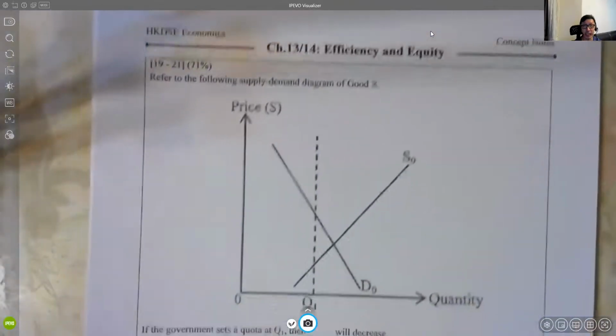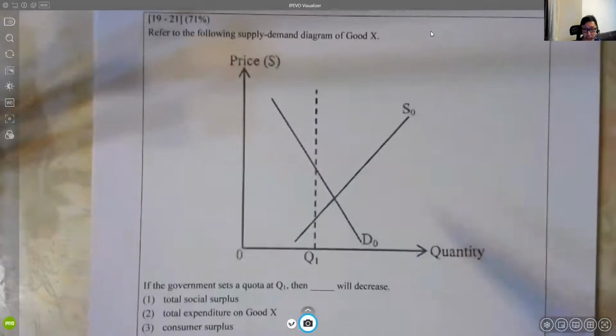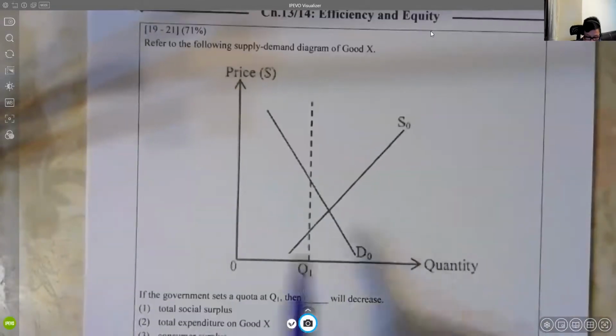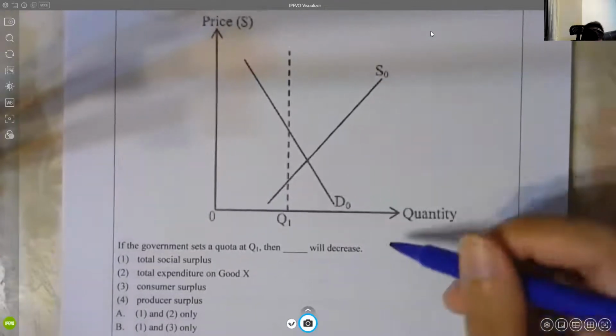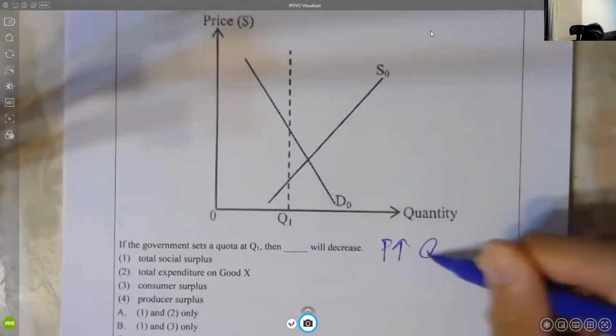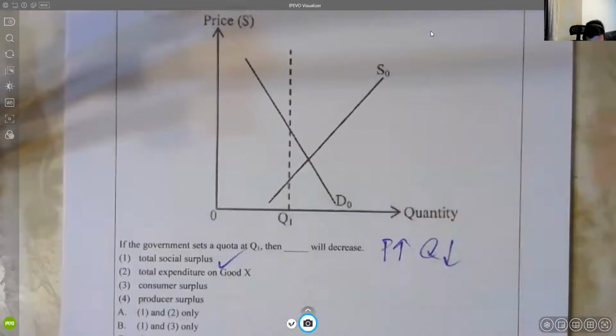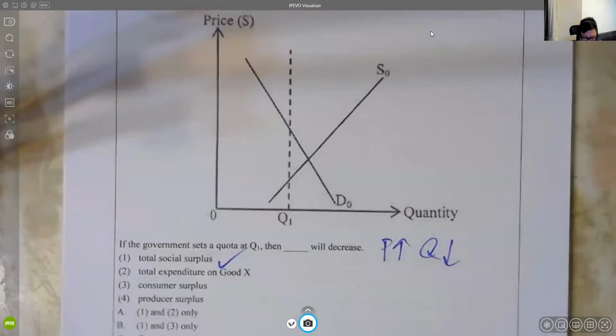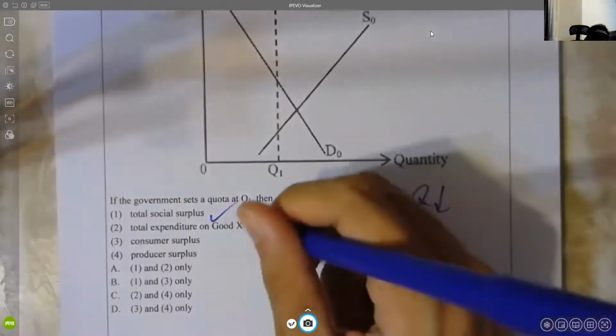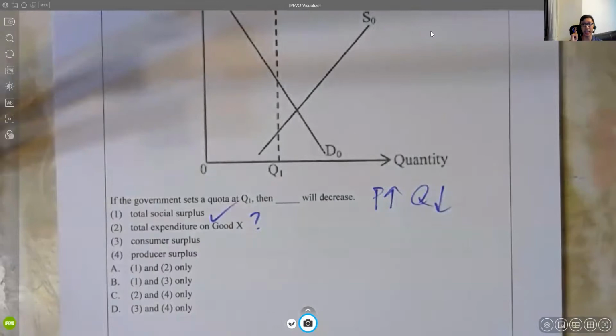Next page right here. Again, 你見到啦，又係 quota again. Now, it is set the quota at Q1, right? So you see, right? P increase, Q decrease. Yes, total social surplus will decrease. 我哋之前講咗啦，market intervention it will lead to TSS decreasing. Total expenditure of good X we do not know. It depends on the elasticity of demand, right?